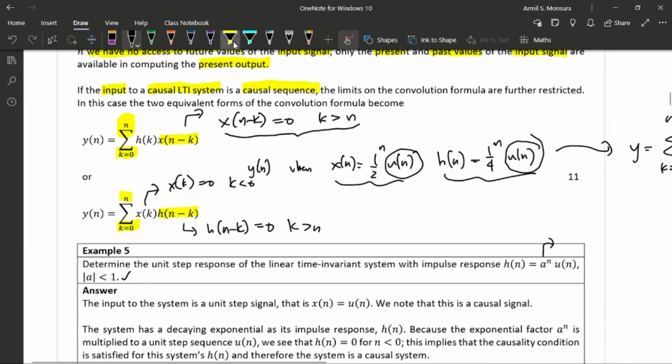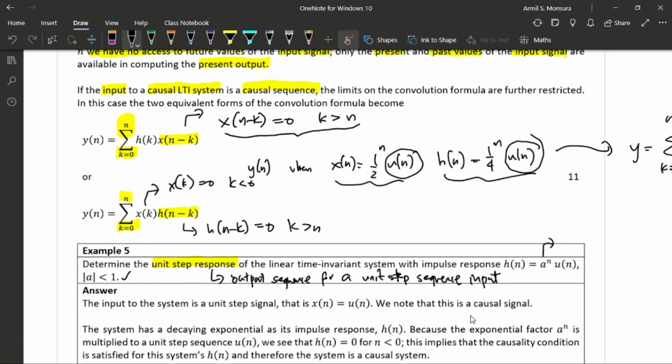Now, ano yung tawag na unit step response? Again, this is response. So response is output. So always remember that response always refers to the output sequence. Now unit step response is the output sequence for a unit step sequence input.